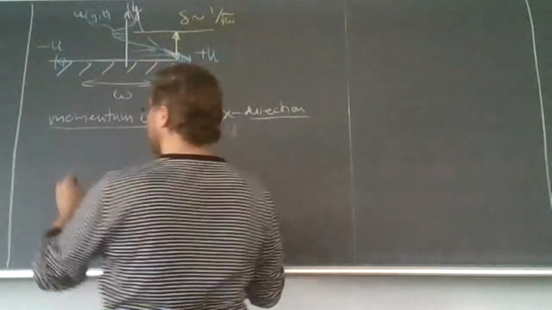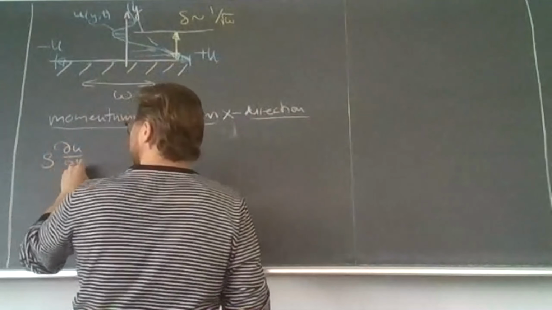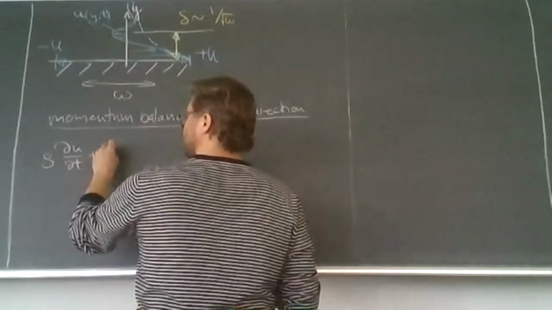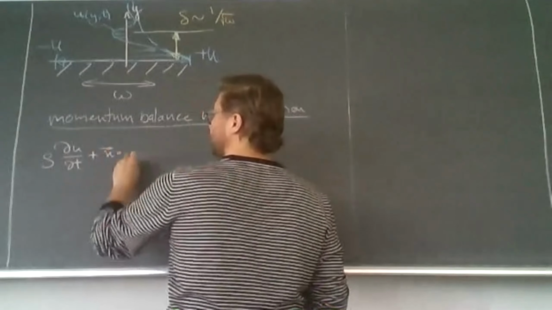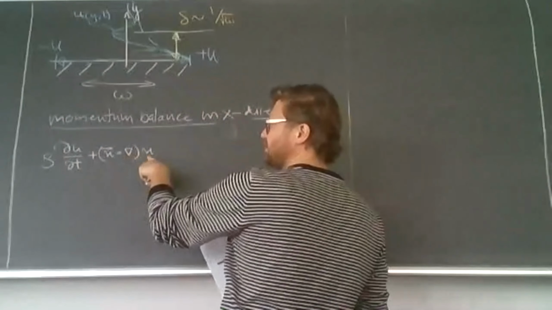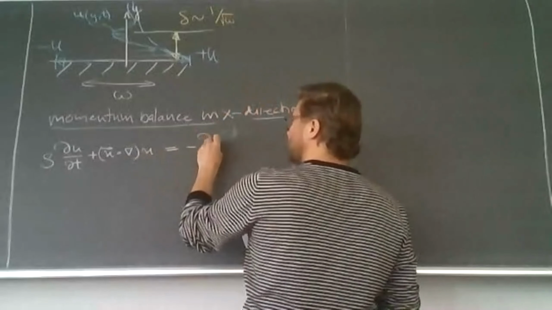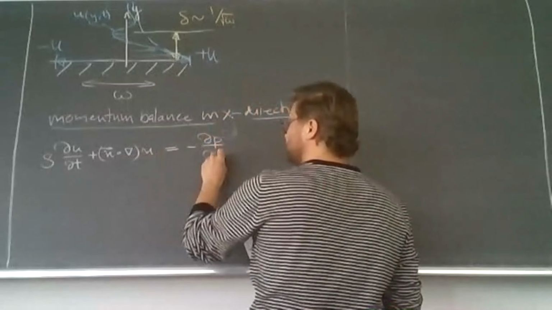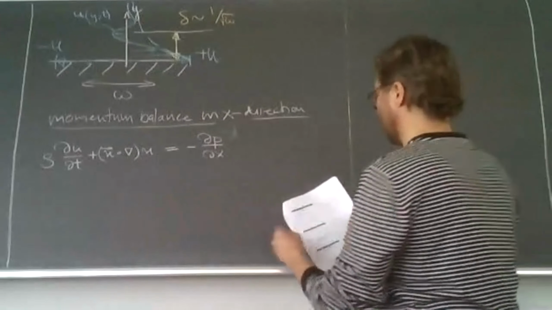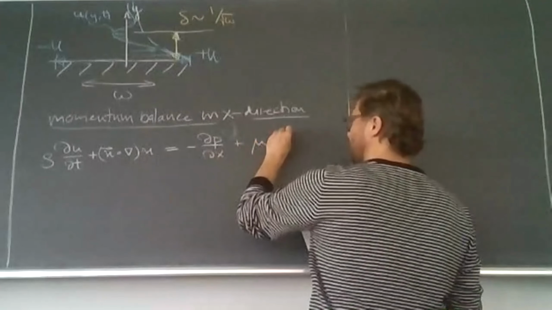If we look at our Navier-Stokes equation, we have rho times du dt plus a nonlinear term, u times the gradient of u, and here it's a vector, but here it's only the velocity u because we're only going in x direction, equal to minus the pressure gradient in x direction plus the viscosity times the Laplacian of u.